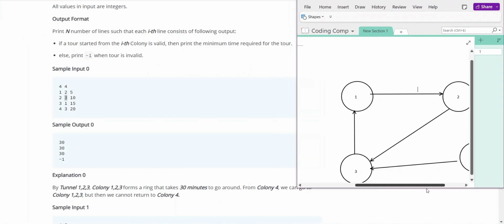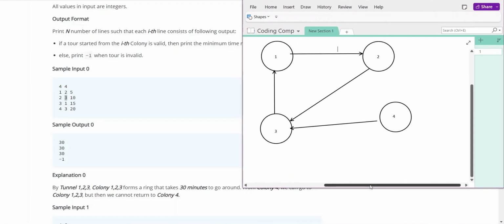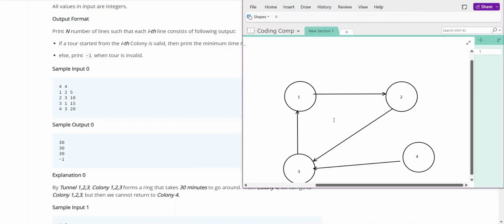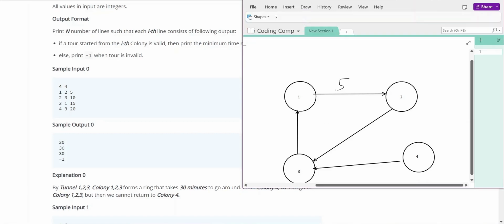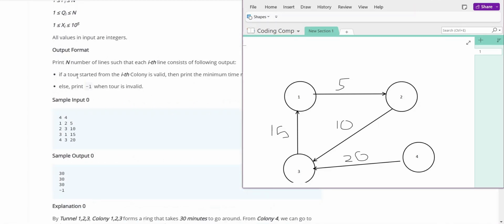Let's take the first sample. Over here, 1 is connected to 2, and the cost is obviously 5. And 2 is connected to 3, and 10 is the cost. The time to travel from the third colony to the first colony is 15, and traveling from the fourth colony to the third colony is 20. So what we need to do is calculate how long it will take to start from here as well as return back to this node.